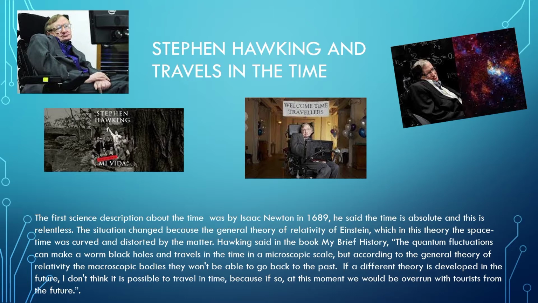Hawking said in the book My Brief History that quantum fluctuations can make wormholes and travel in time on a microscopic scale. But according to the general theory of relativity, microscopic bodies won't be able to go back to the past. If a different theory is developed in the future, I don't think it's possible to travel in time, because if so, at this moment, we would be overrun with tourists from the future.